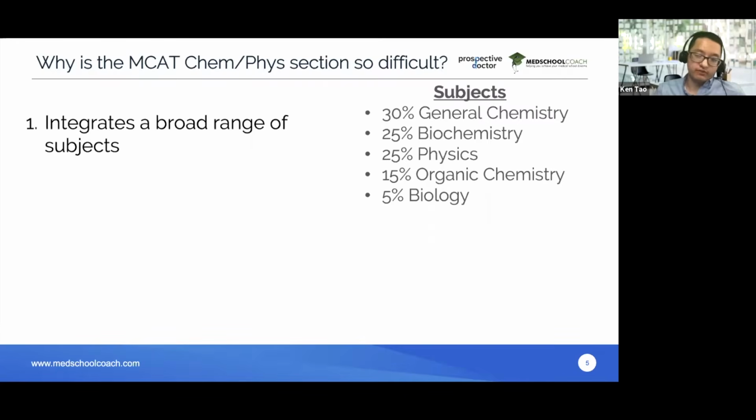If you compare this, for example, with Psych-Soc, it's only 3 subjects, and for Biochem, it's 4 subjects, but it definitely doesn't have as much integration as the Chem Phys section. What's tricky for a lot of students is that the way science is taught at the university level just doesn't teach students to integrate these concepts. After you took general chemistry in your freshman year, how much of that content did you have to use for your organic chemistry class the next semester? The answer is almost none. But on the MCAT, they will expect students to integrate these subjects together.